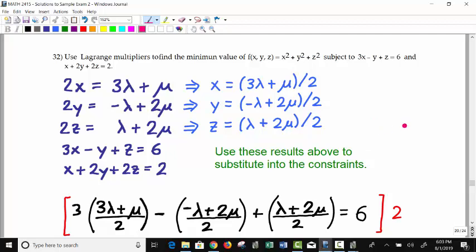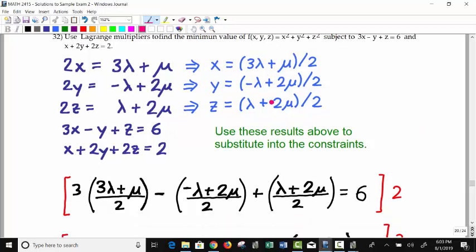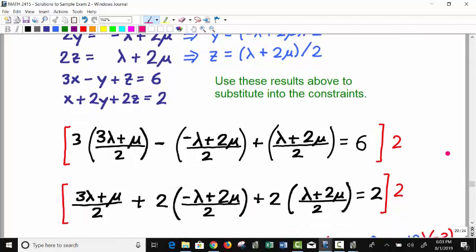So I'm getting lambda and mu, and then you see from these three equations right here in the light blue, once we have the values for lambda and mu, then x, y, and z will be easy to get. So I'm just taking these three things and substituting them into these two equations right here. So you see I have 3x, there's the x, minus the y, here's the y, plus the z, here's the z, equals 6.